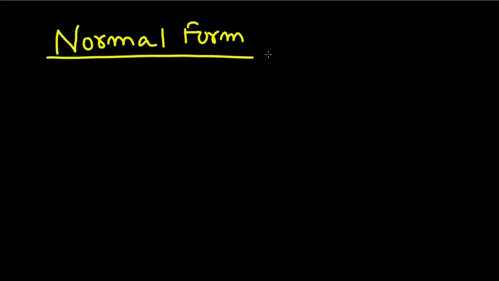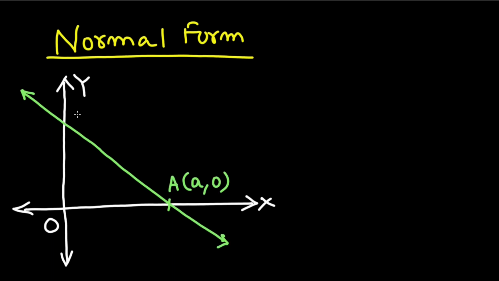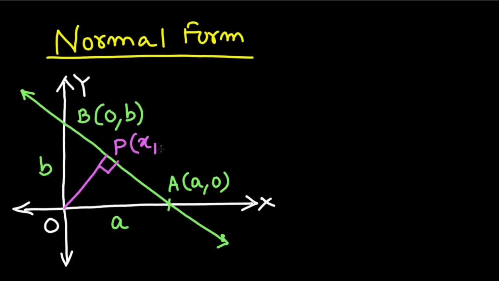Now let us discuss the normal form of equation of a straight line. On the x-axis, y-axis, origin, let a straight line cut the x-axis in point A, 0 and the y-axis in point B, 0, B, so that OA is the x-intercept A and OB is the y-intercept B. Draw a perpendicular from the origin. On this line, the foot of the perpendicular is P (x1, y1).